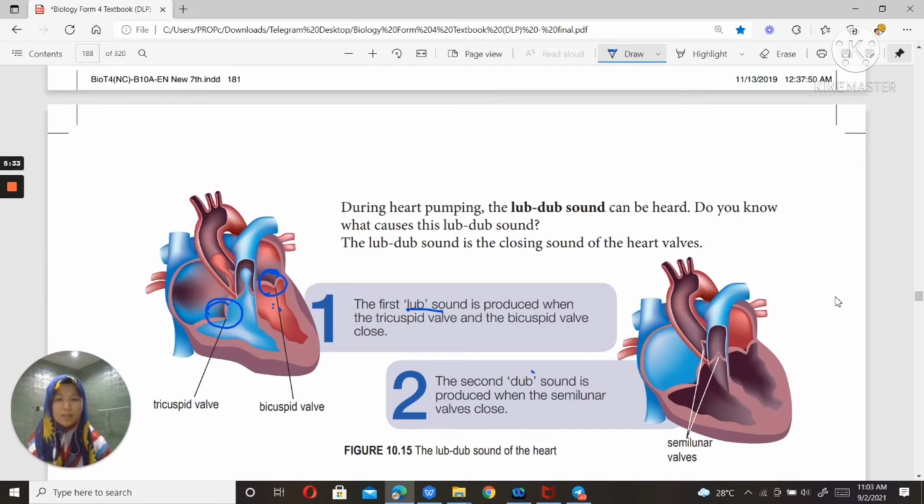Next, the second dub sound is produced when the semilunar valves, here and here, close. Also to prevent backflow back to the ventricle. This one to prevent backflow back to the atria. So lap dub.